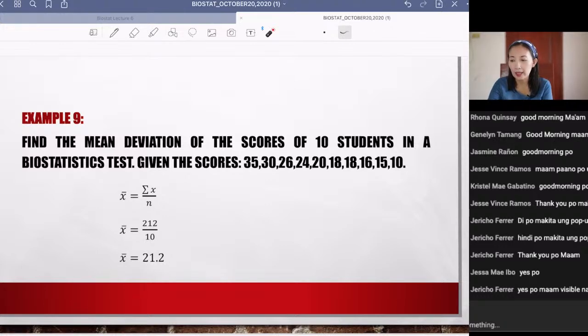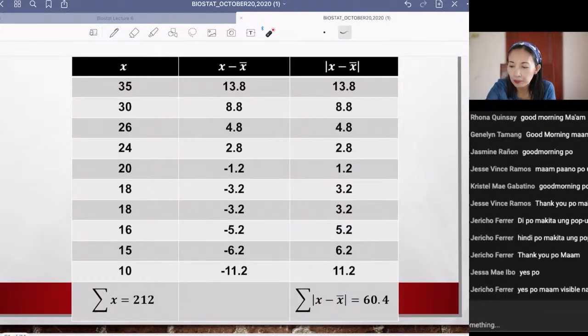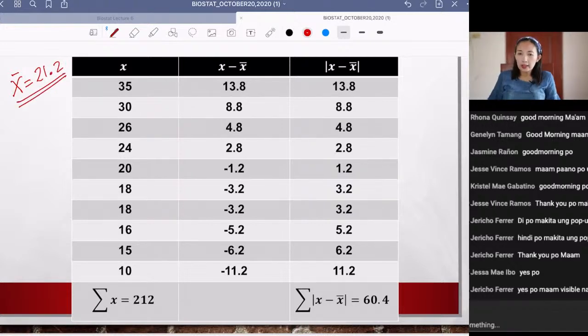Bear that in mind, that our x bar is equal to 21.2. Okay, from our previous computation. So, we are now ready to get the deviations of each score from the mean. So, how was this obtained? 13.8. You simply have to subtract 21.2 from 35. 35 minus 21.2 equals this. Minus 21.2 equals this, and so on.